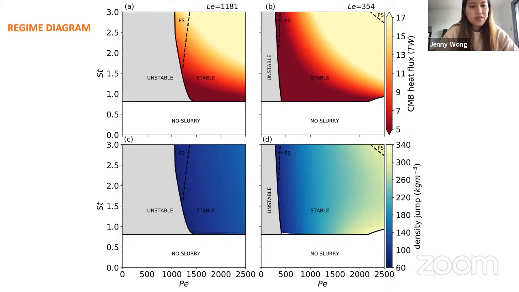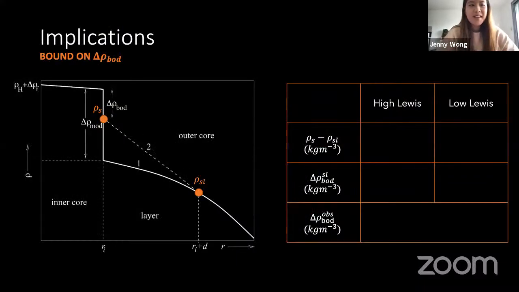So using the results of this regime diagram, what can this tell us about, say, the seismic density jump? For example, if I take the bounds on the density jumps that I get from the high and low Lewis number cases, then they are greater than 80 kilograms per meter cubed in the high Lewis number case and greater than 100 in the low. So this is telling me the difference in the densities between the top and the bottom of the layer.